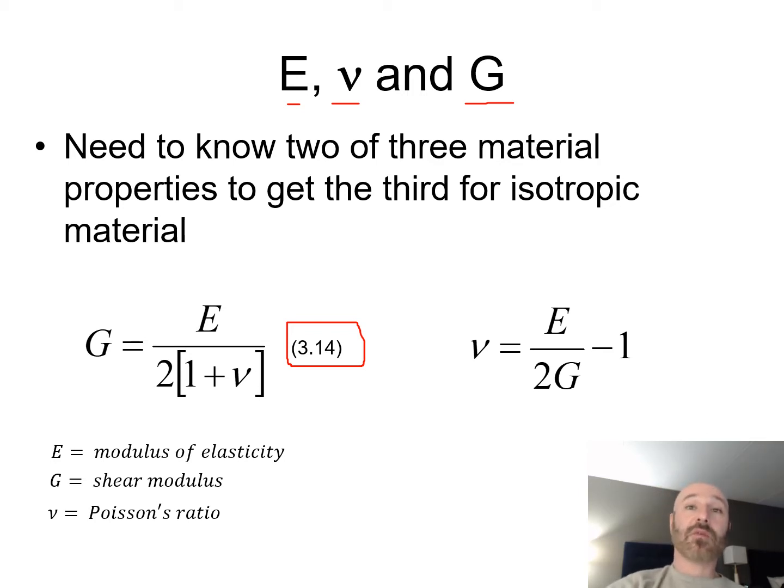So we see here we have equation 3.14, G, or our shear modulus, is equal to our modulus of elasticity divided by 2 times 1 plus Poisson's ratio. Now we can rearrange this, we can solve for Poisson's ratio right here, and we see the Poisson's ratio is equal to our modulus of elasticity divided by 2 times G, our shear modulus, minus 1.